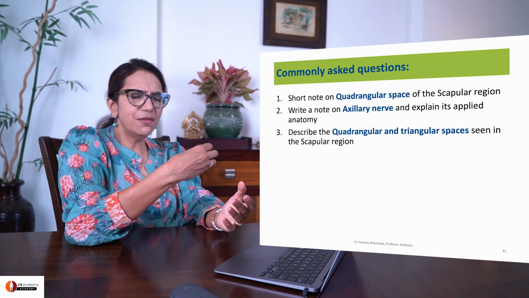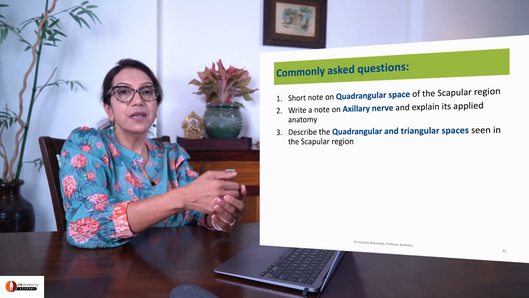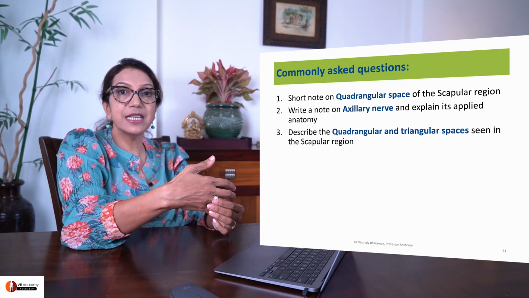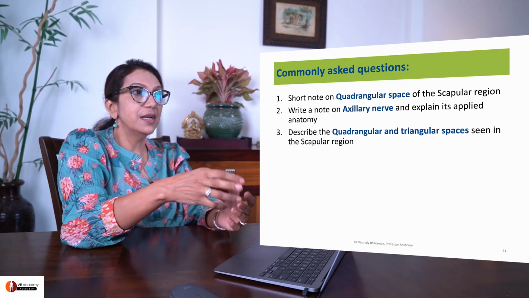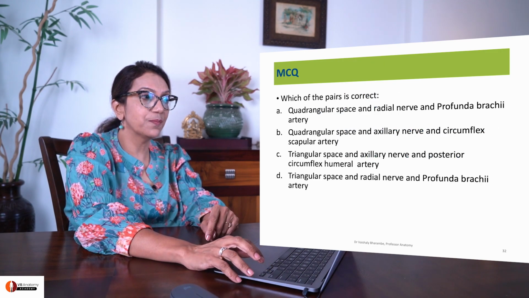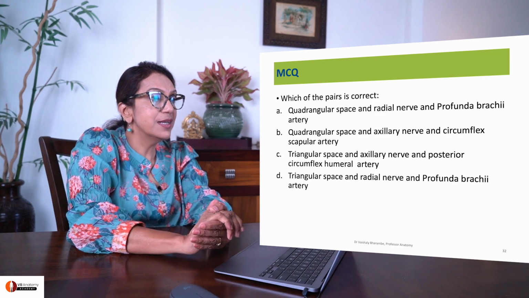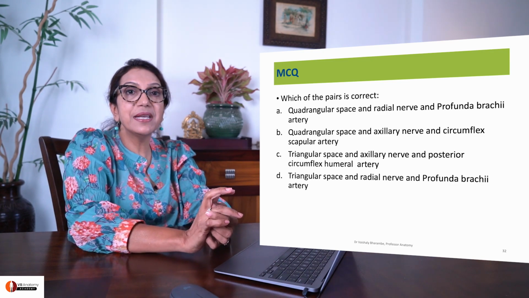Questions are very often asked on this. Write a short note on quadrangular space. Write a note on axillary nerve and explain its applied anatomy. Describe quadrangular and triangular spaces of scapular region. Also, MCQs are involved in this topic, such as which of the pairs is correct?